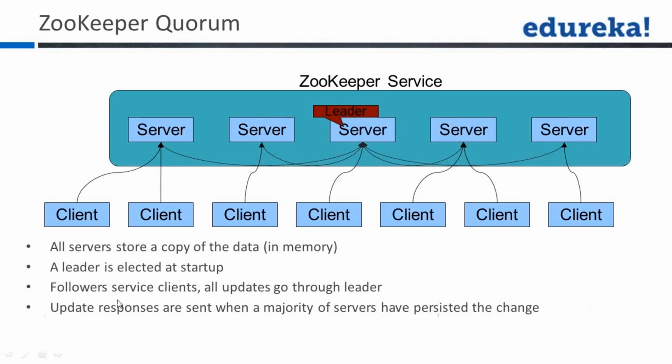A leader is elected at startup. Followers, service clients, all updates go through the leader. Update responses are sent when a majority of servers have persisted the change.